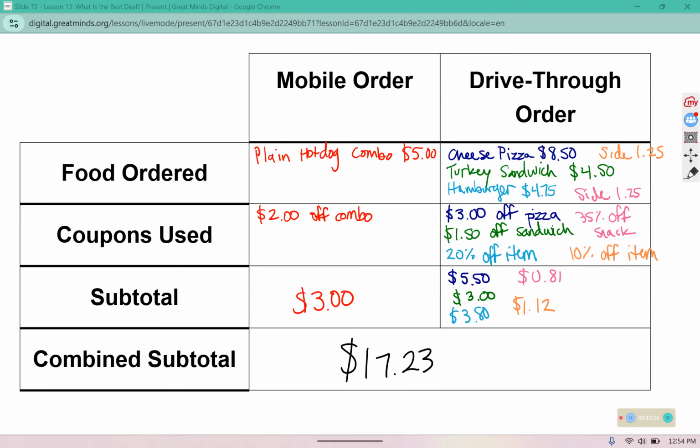Now you can try different combinations of combos and coupons, and which one is done in the mobile order and which is done through the drive-through to try and get your total to be even cheaper than $17.23. So go ahead and try other combinations if you still have some workbook space available.